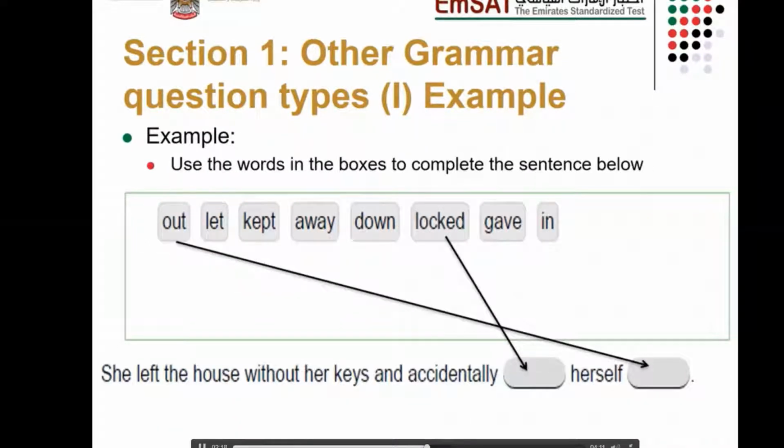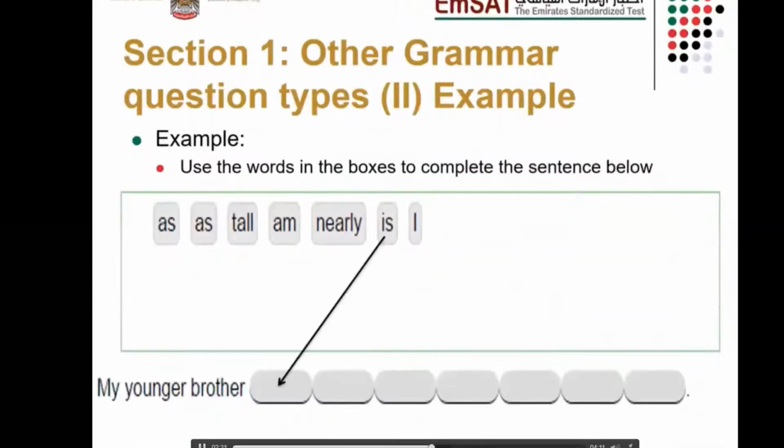Drag and drop to complete a sentence. You have already a sentence, but the second part is what, Muhammad? You will build up a whole sentence. My younger brother, I need to make a meaningful sentence from all the words here. So I will rearrange the words to make a whole, complete sentence. This is another type of grammar.